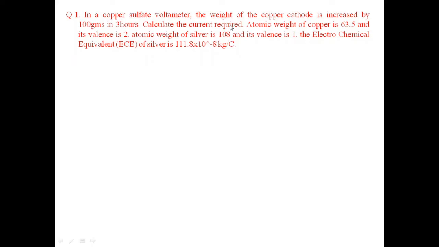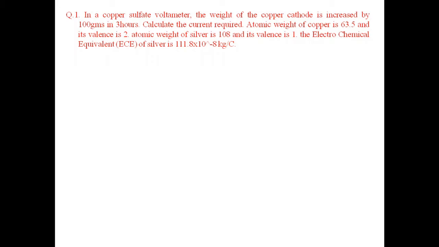So calculate the current required, and they have given some other information here. Atomic weight of copper is 63.5 and its valence is 2. Atomic weight of silver is 108 and its valence is 1. The electrochemical equivalent of silver is 118.8 × 10^-8 kg per coulomb. So this is the information given. Now let's see what you actually need to do here.